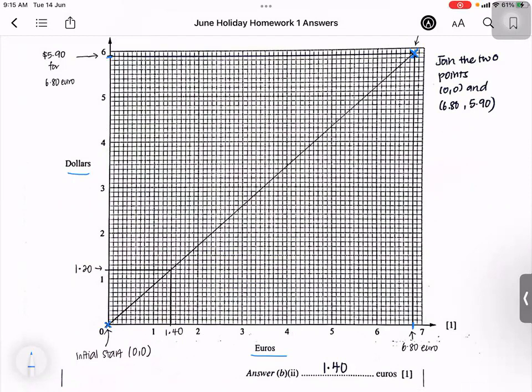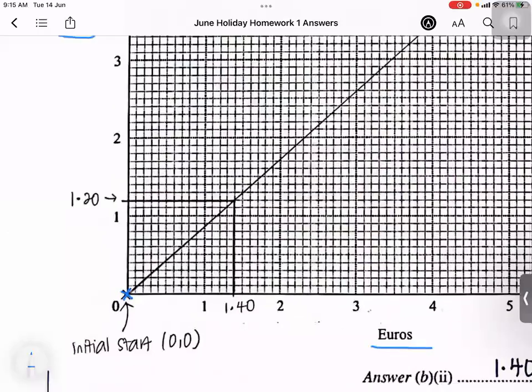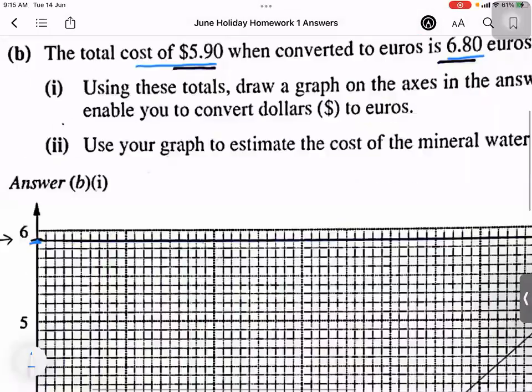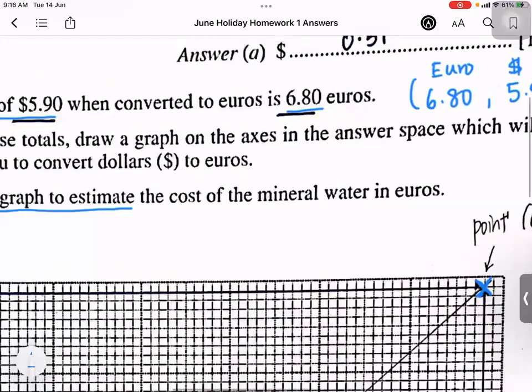Okay, but this is purely for estimation. If you do the exact calculation, it can give you up to decimal places. But to estimate from the graph itself, you only read according to the nearest possible value that you can read from the graph. So now the question says, use your graph to estimate. If you use your numbers to calculate, you will not get the correct answer. You need to use the graph to calculate the cost of the mineral water.